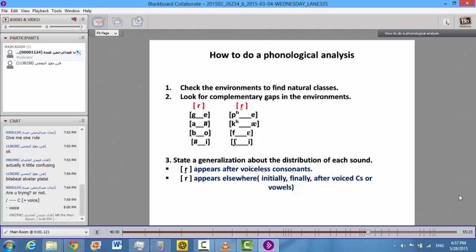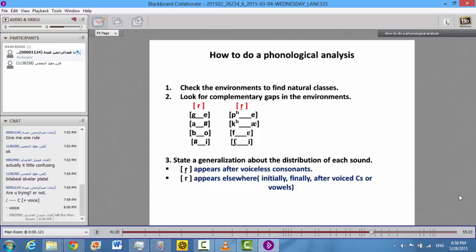Whereas the ra voiceless is preceded by the pa and the ka and the fa and the sha, and followed by vowels. So if it has to do with voicing, we forget about the vowels. Here we check the preceding sound. If you check the pa, ka, fa, sha, you find that they form a natural class because they share the feature voiceless. All of them are voiceless.